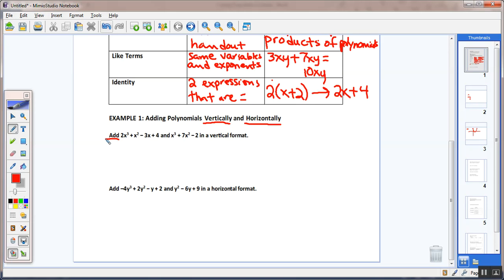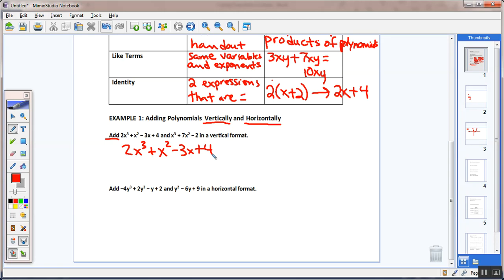Help me. What's it say? Adding. We're going to add this first polynomial to the second polynomial. In what format? Vertical format, meaning up and down, one on top of the other. So I'm going to write this top one again: 2x cubed plus x squared minus 3x plus 4. And to that, we're going to add the other one.